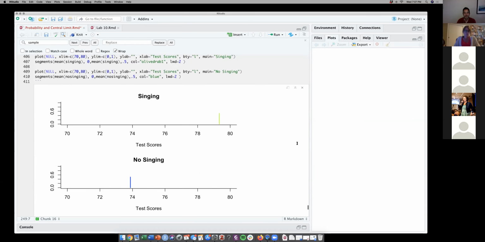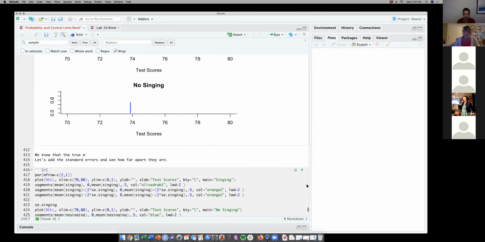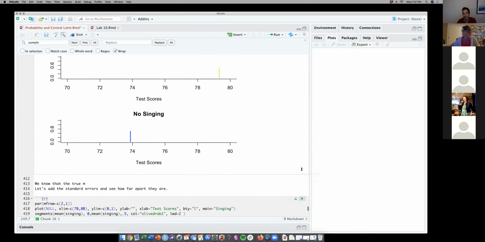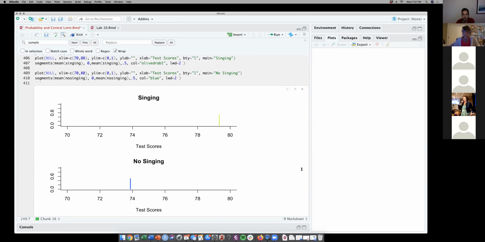All right. So here is the two of them plotted out. The singing was a 79. The no singing was a 74. And with both of these, I know that the true mean for my class is going to be within 2 standard deviations. If my singing group is different, the true mean for them is within 2 standard deviations of the sample mean. That the population mean for them is within 2 standard deviations of the sample mean. And I know the same for the group that wasn't sung to.